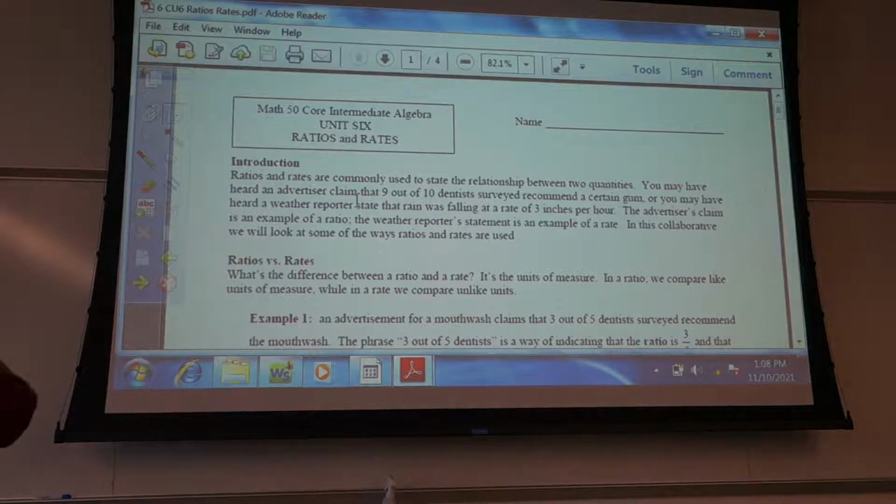Ratios and rates. This is all going to be fairly familiar stuff for folks, I believe.